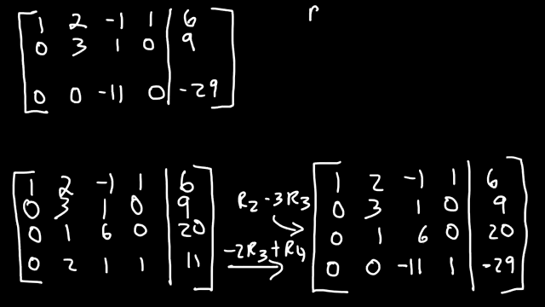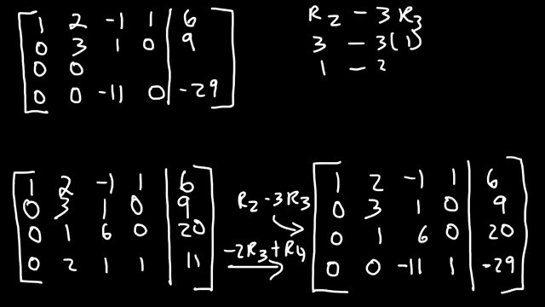So the operation is R2 minus 3 R3. For column 1, where everything is 0, this is going to stay 0. For column 2, we can see that R2 is 3, R3 is 1. So 3 minus 3 is 0. For column 3, R2 is 1, and R3 is 6. So we have 1 minus 18, that's negative 17.